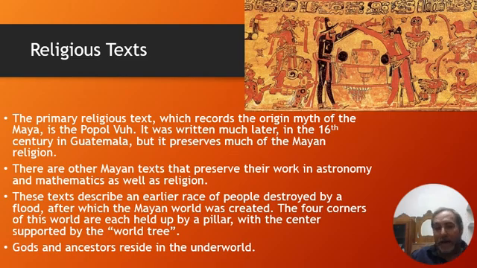And then we have the Mayan world, right? The Mayan world is created with four corners, each held up by a pillar, and in the center, supported by the world tree. And we have the gods and the ancestors residing in the underworld. The picture painted by the Popol Vuh is similar in many ways, but also different. And we're going to move to that now because we have much more of that preserved.